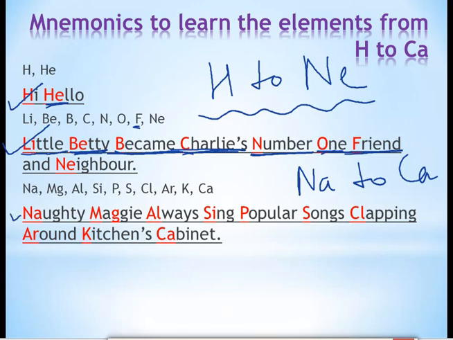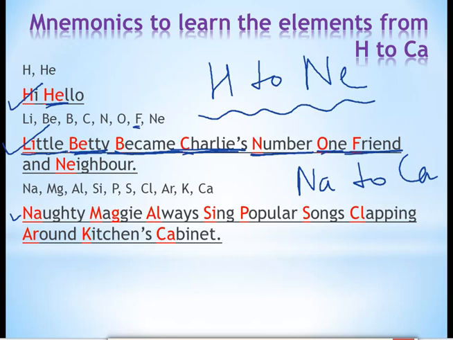Naughty Maggie always sing popular songs clapping around kitchen cabinet. So a little naughty Maggie sings popular songs all around the kitchen cabinet, clapping her hands.